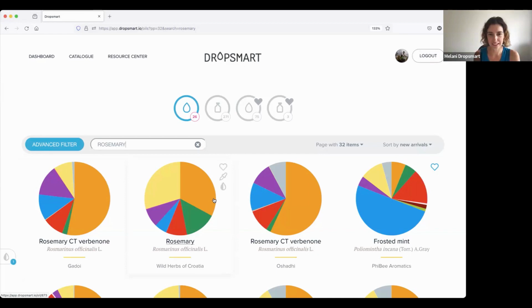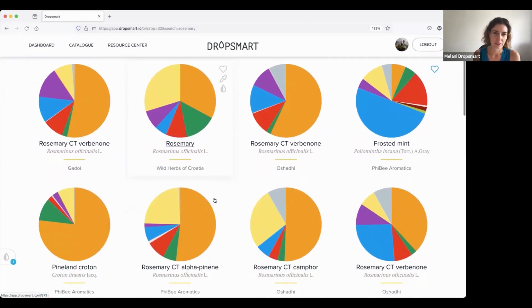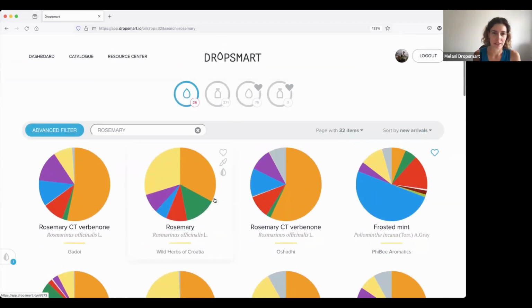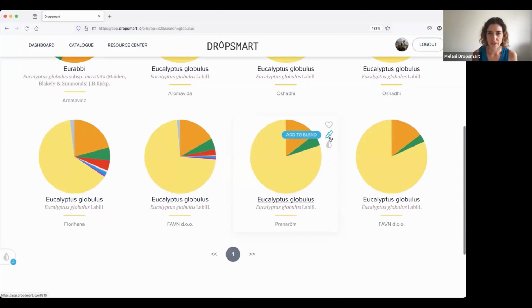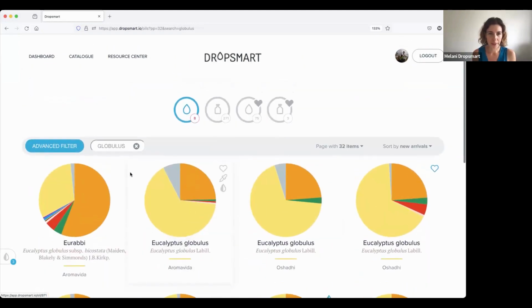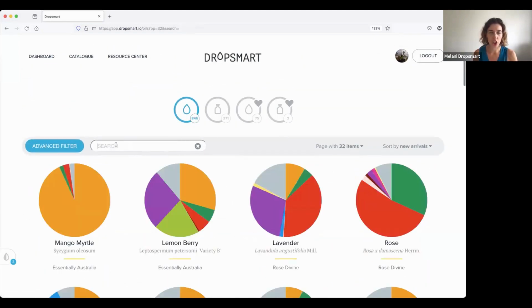And I'm guessing that you are, well, we can use any rosemary, but this one is not chemotyped in the original. I will not go into chemotypes today. And eucalyptus globulus. So let's take this one, for example. Okay, but before we compare, you can also search.